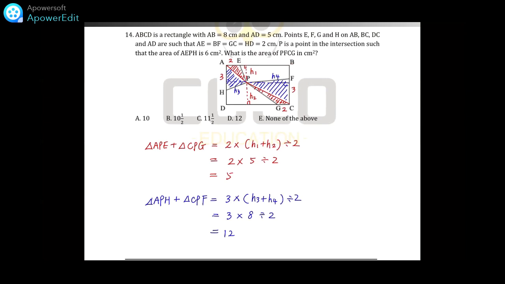So if we add everything together now, it's 5 plus 12 equal to 17. Okay, this is the total of the shaded area. And it's given that APH is 6. So if this part is 6, total is 17, means that the other quadrilateral is 11. So 17 minus 6. The answer is 11. We choose option E.